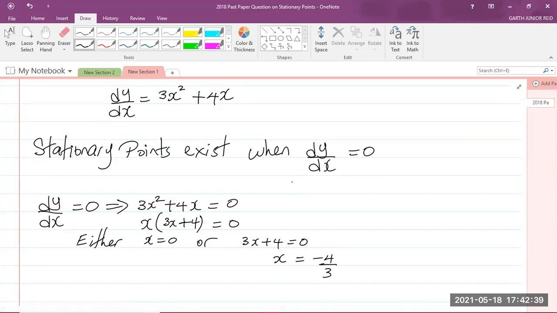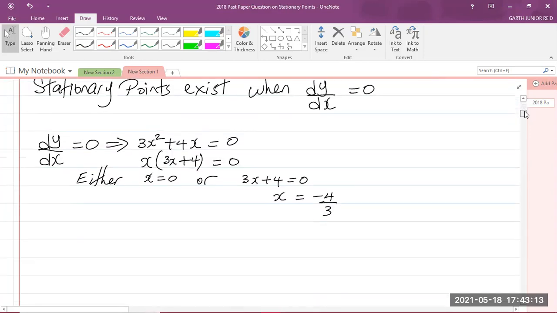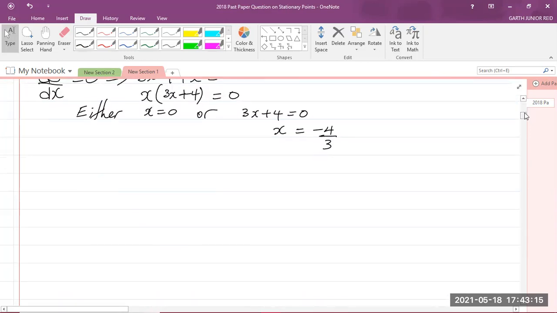I now need the corresponding y coordinate. So I'm now going to substitute those x values into y, the y that we were given in the question. It is a common mistake for students to substitute the x values into dy by dx. Please do not make that mistake.